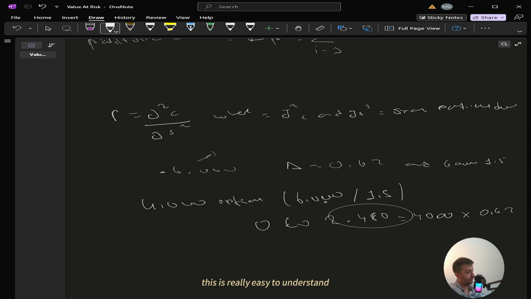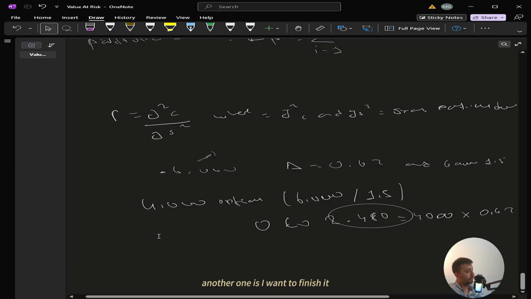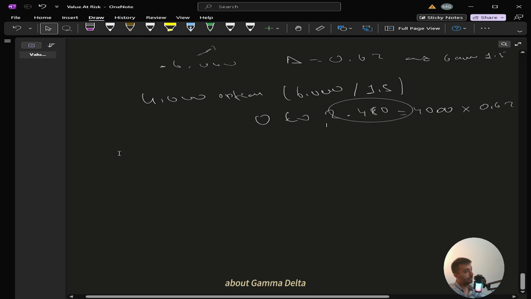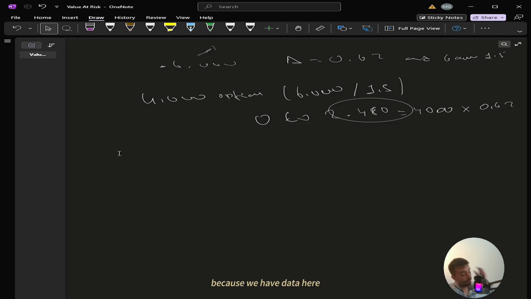This is really easy to understand. This means the underlying position will have to be sold, to keep not only the gamma neutral portfolio but also the original delta neutral portfolio. Another one, I want to finish the gamma Greek here, because we have theta here.